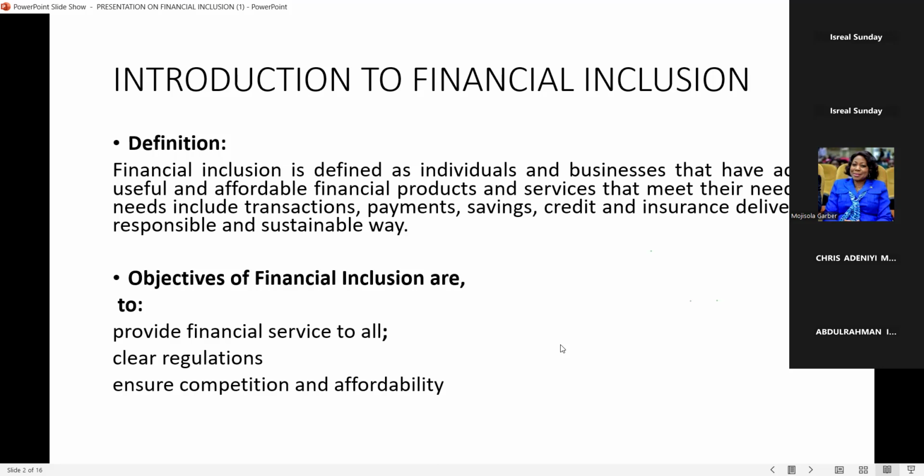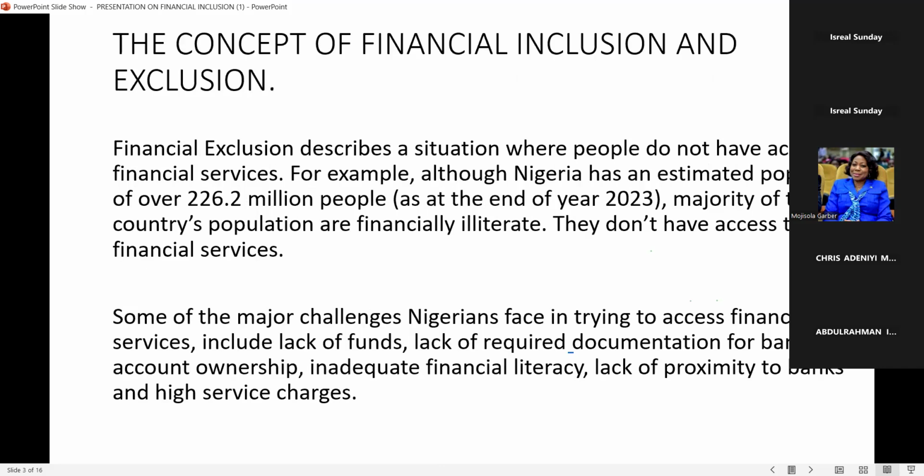So we said the objectives of financial inclusion is to provide financial services to all, to clear regulations. Now, in the provision of financial services, there are regulations to safeguard the stakeholders, the people who are playing therein. Financial inclusion also, we have just made that definition, describes a situation where people who do not have access to financial services are able.